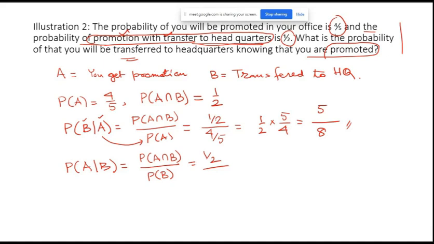So in a real situation, if you want to find that out, what you can do is look into some previous people whom you know and find out how many of them, whenever they were promoted, were transferred also. That is, how many people were transferred to headquarters. So from there you can find out the probability of B using relative frequencies.